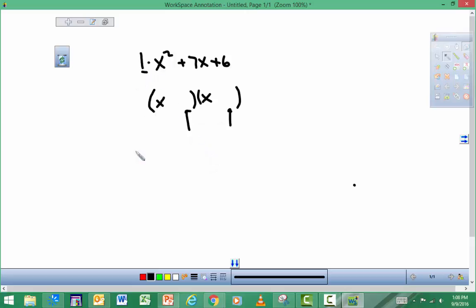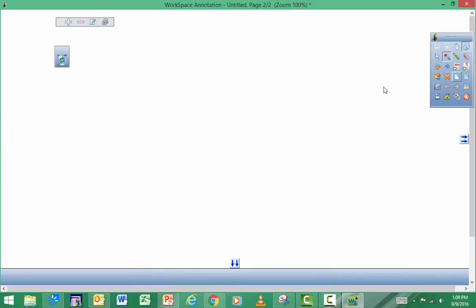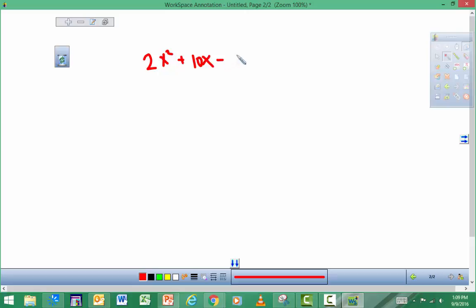Well, the problem becomes a little bit harder when we come along and change that to a 4, for example. That makes things a little bit more difficult. But what it means is that when we have something like 2x squared plus maybe 10x minus, I don't know, I'm just making this up right now, then the first and third slots are not as easy. It doesn't mean it's terribly hard, but they're not as easy.